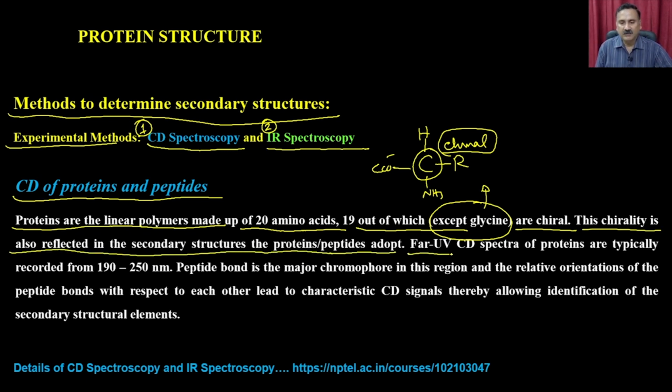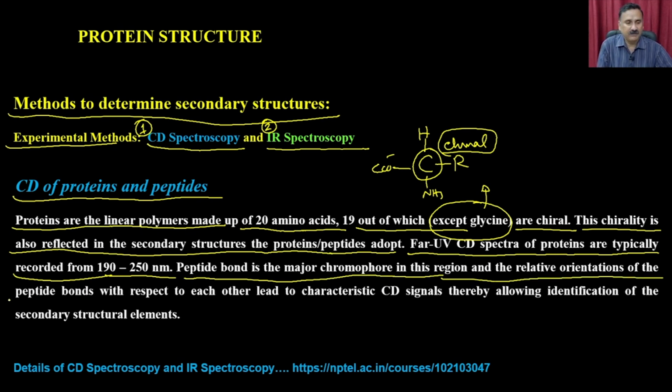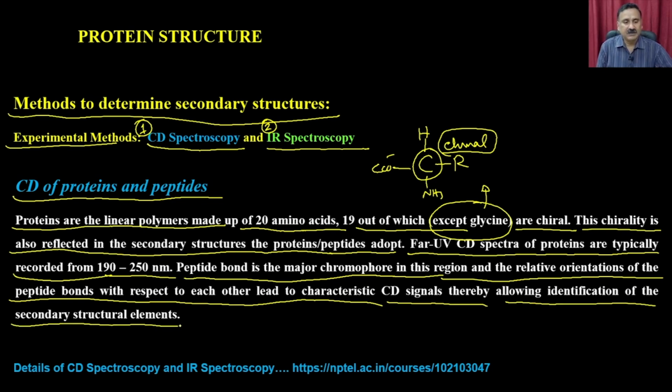Far UV-CD spectra of proteins are typically recorded in the range of 190 to 250 nanometers. The peptide bond is the major chromophore in this region, and the relative orientation of the peptide bonds with respect to each other leads to the characteristic CD signal, thereby allowing the identification of the secondary structure elements. I have given you the citations, so if you want to read more about CD spectroscopy, you can see one of our courses which is also present on the NPTEL website, and you can read more about the content.